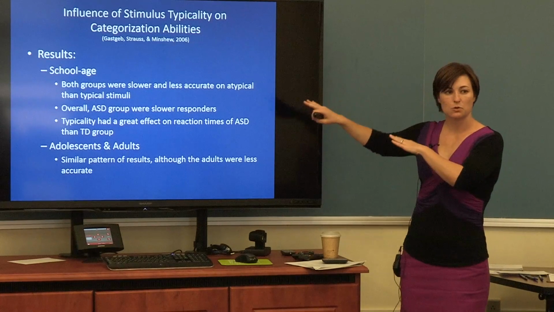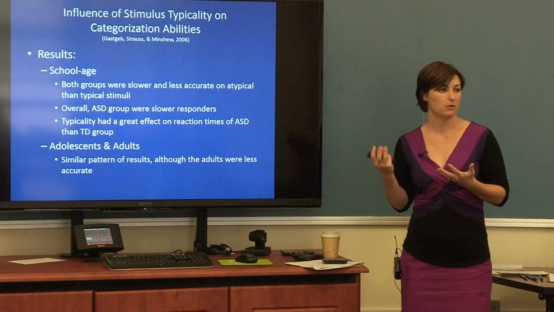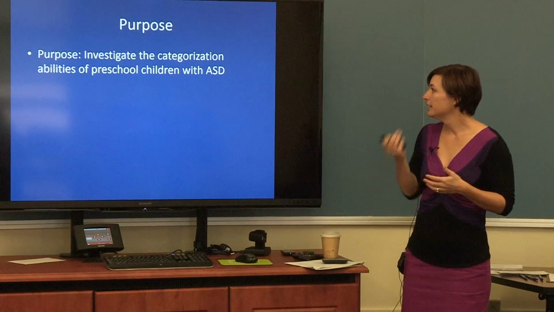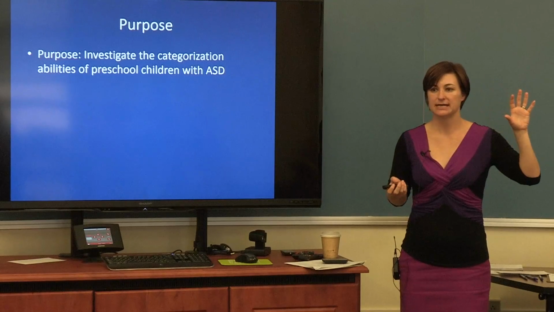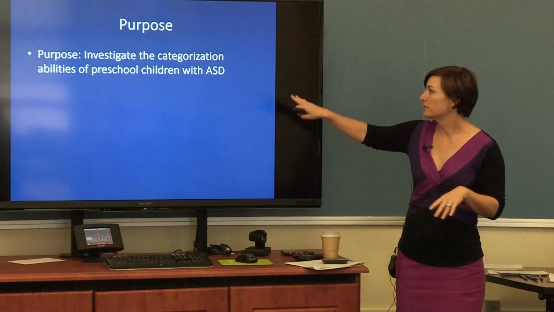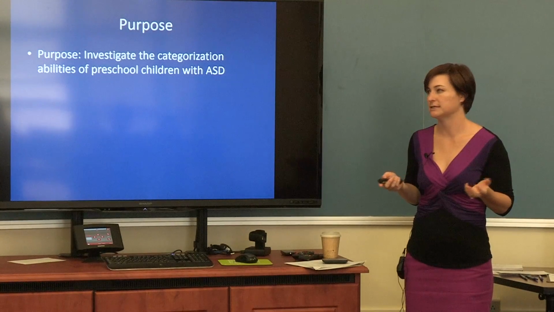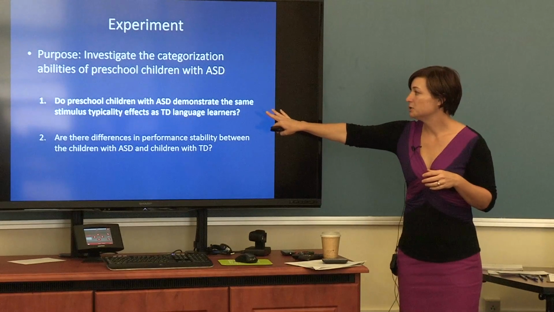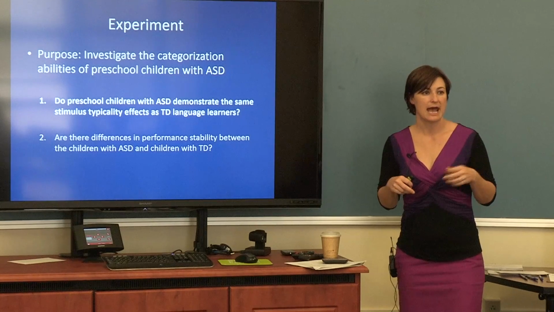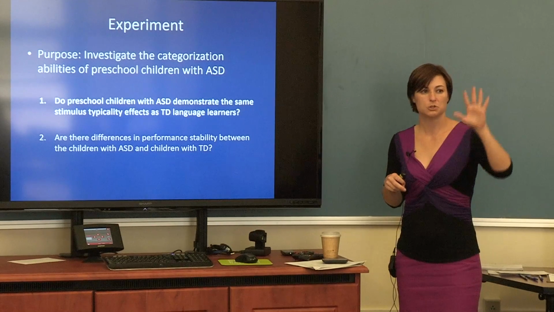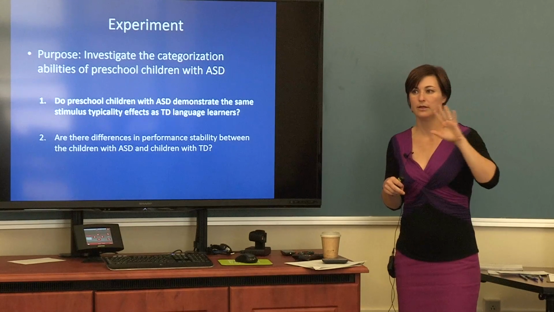So when we get up to school-age kids with high-functioning autism, they look really similar to the peers they've been matched with. What we wanted to do in this study was take this task and extend it down to a younger group of children. So for the purpose of this study, we were investigating the categorization abilities of preschoolers with autism. Within this, we want to see, do preschoolers with autism demonstrate the same stimulus typicality effects as typically developing language learners? Do we see that same effect where they're responding faster and more accurately to typical than atypical stimuli?